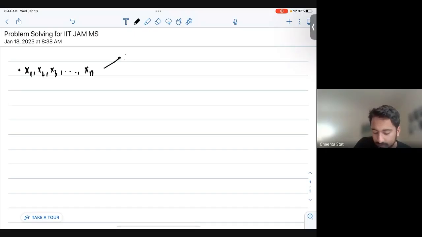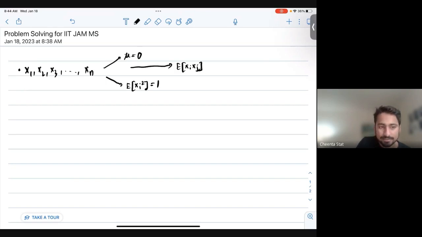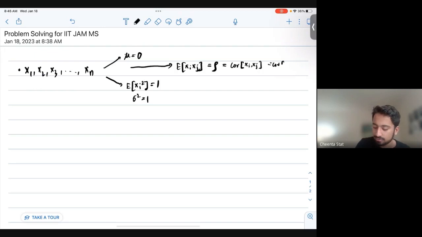With mean equal to 0 and with expectation of xi square equal to 1. And also the relationship between them is given by expectation of xi xj equal to rho. So you can understand that variance is also equal to 1, and it also implies that the correlation between them is equal to the covariance of xi xj. So this is the information given, for i not equal to j.